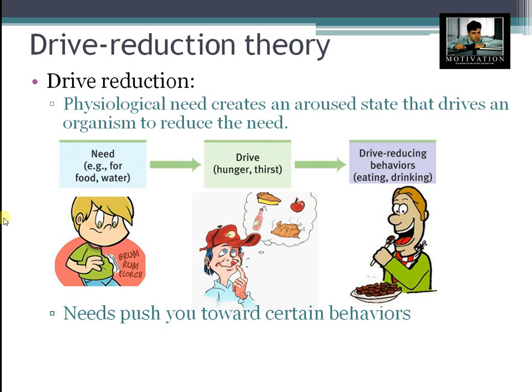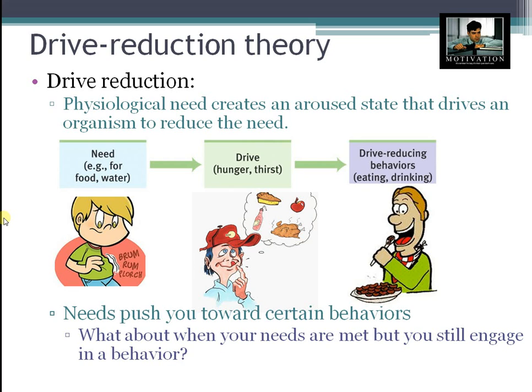So the idea here is that needs push you towards certain behaviors, but sometimes all of our needs might be met, but we still engage in a behavior. So in other words, drive reduction theory isn't the only game in town. There are a lot of things that people do that aren't satisfying physiological needs. So the question is, why do we do those things?